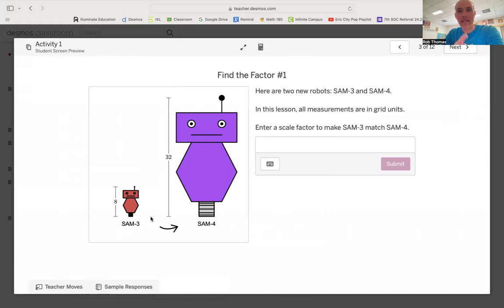Screen 3. So here they've used the arrow down here between SAM3 and SAM4 the way that I think it should be used. They're indicating that SAM3 is the original robot here and SAM4 is the new. And when you enter a scale factor here, the scale factor always acts on the new. You're telling the new robot how big to be. And so you need the purple robot to shrink down to be the size of the red one. So you're going to need a scale factor smaller than 1 here.